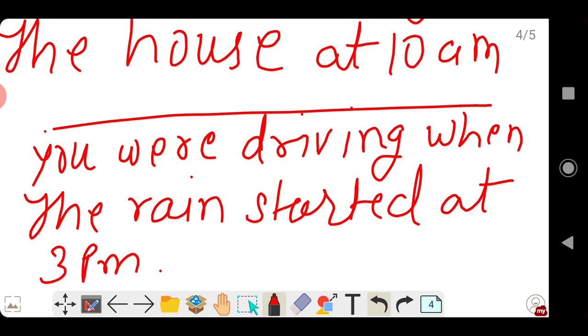They were driving when the rain started at 3 p.m. She was driving when the rain started at 3 p.m. He was driving when the rain started at 3 p.m. You must have observed how to make your sentences, and just practice like this. If you don't want to disturb others, find a quiet room, go there and practice. Keep practicing hard so that you can have an idea.